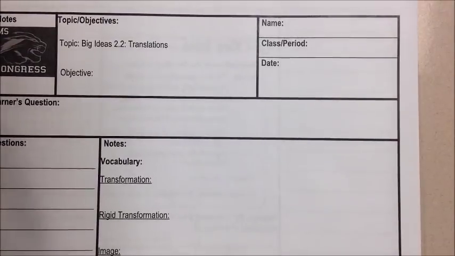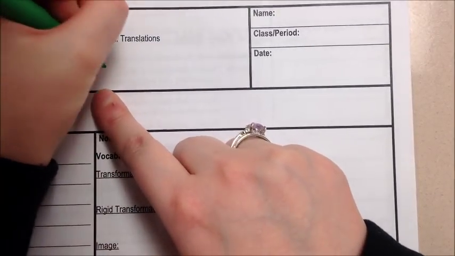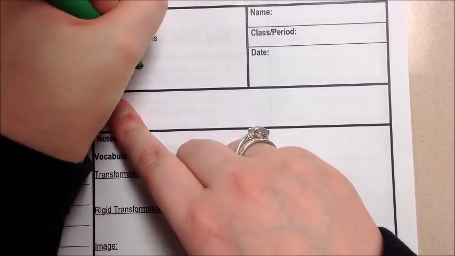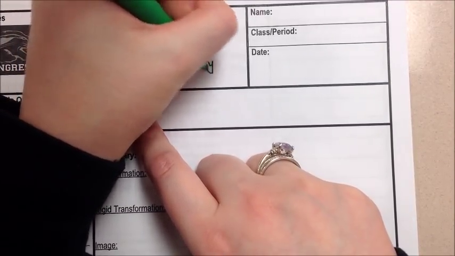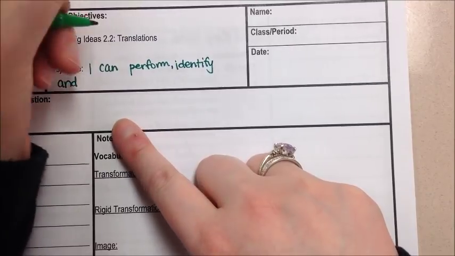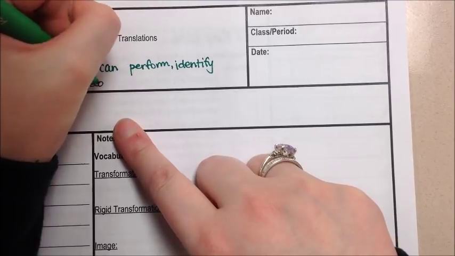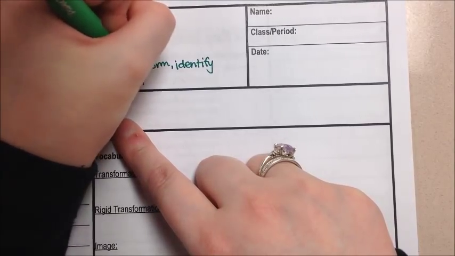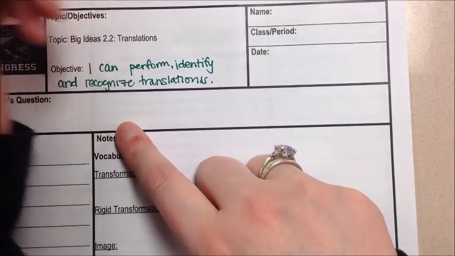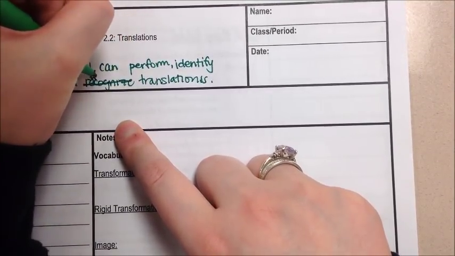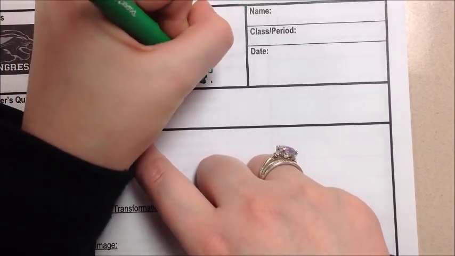Okay, so today we're doing 2.2, which is translations. Our objective today is I can perform, identify, and recognize translations. And instead of the word recognize, I'm actually going to have you use describe, because recognize and identify are kind of the same thing.